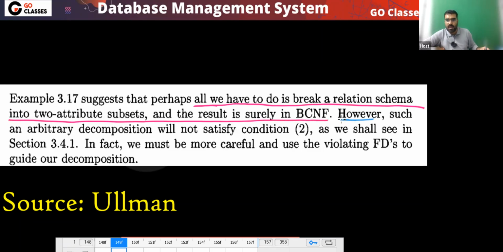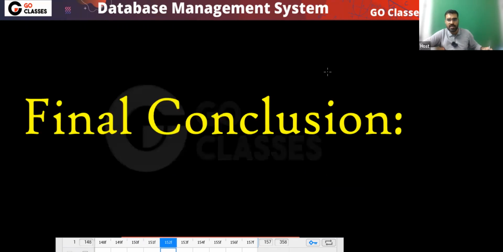However, this decomposition will not be lossless. Yes or no? This type of decomposition will not be lossless. This is condition number 2, that is lossless. So this type of decomposition may not be lossless. So this is the point I want to tell you, this is the final conclusion. What is the final conclusion? This is the final point I want to tell you.